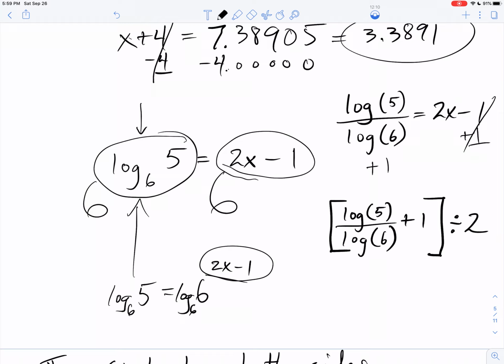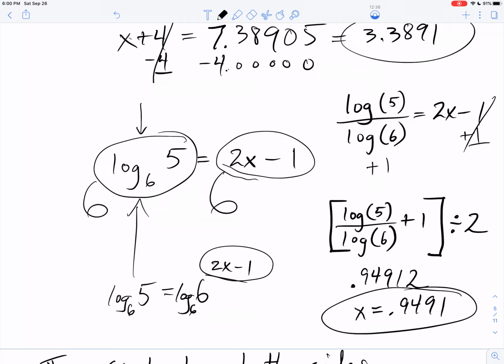What am I going to do with that answer? I'm going to add 1 to it. What am I going to do with that result? I am going to divide it by 2. And if I punch all those keystrokes in one at a time instead of trying to enter everything in at the same time, I'm going to save myself a little bit of trouble, I think. And I get 0.94912, which if I was going to round it off, my final answer would be 0.9491. And I would go home and make some Pop-Tarts, put my feet up, because that would be done.